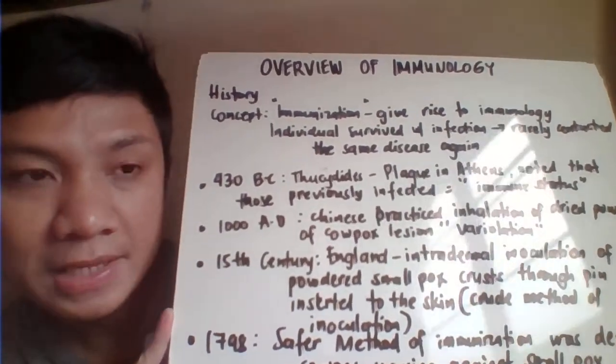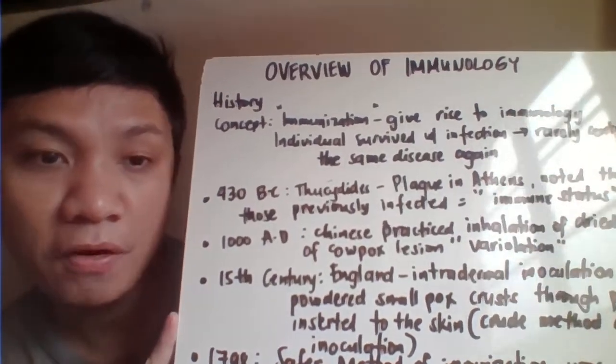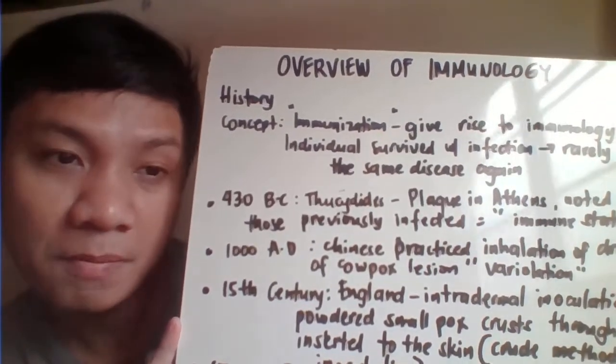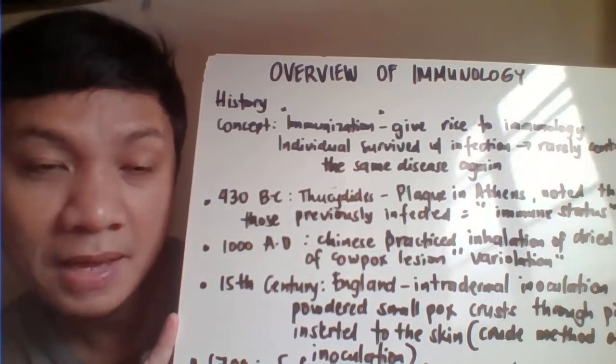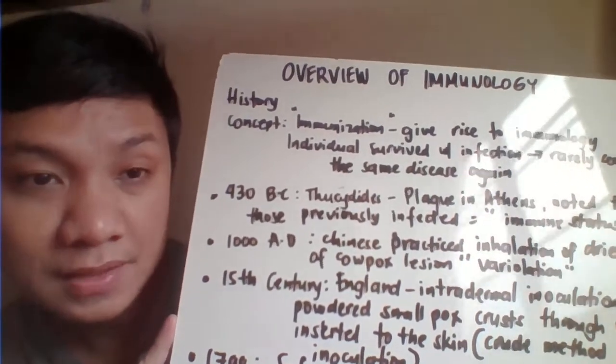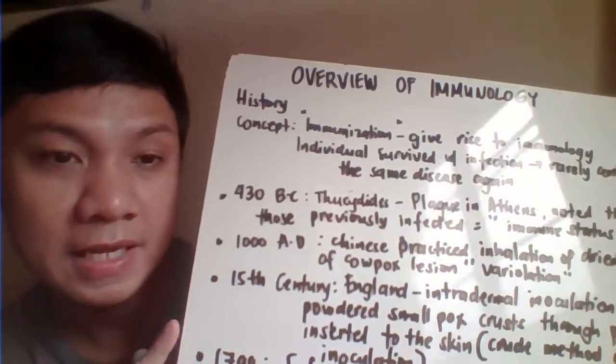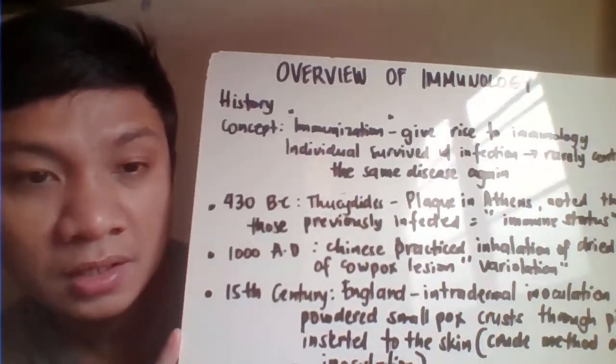Okay, so we'll be discussing today the overview of immunology. Immunology is another branch of our medical science. We deal with the study of our immune system. The concept of immunology came from the word immunization.